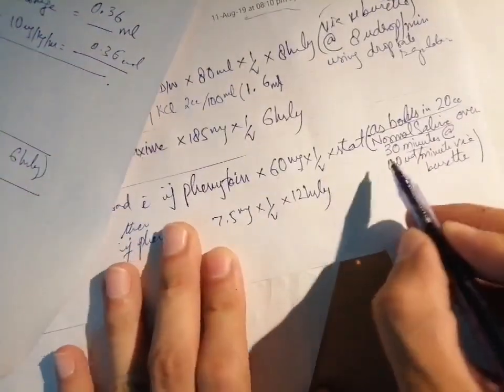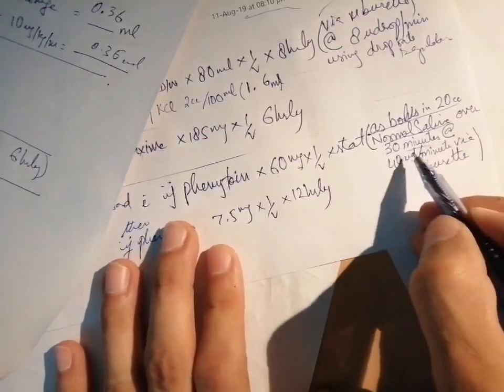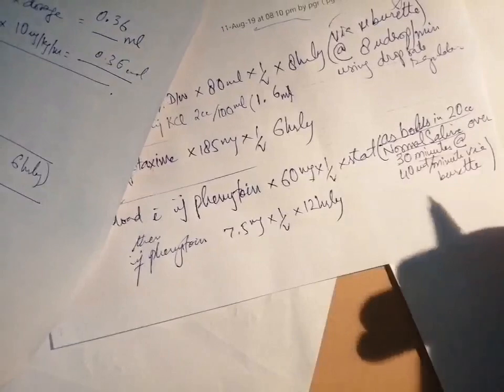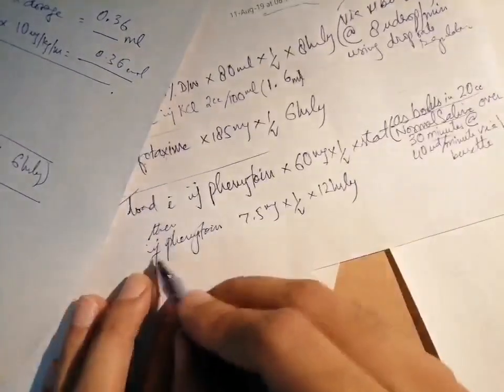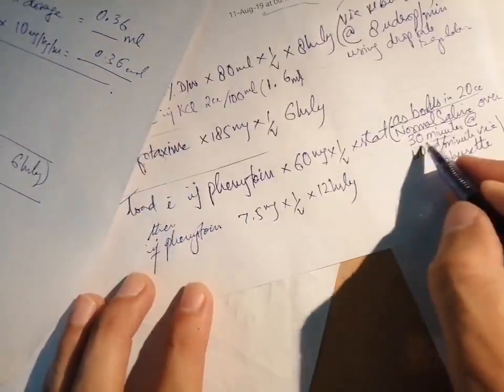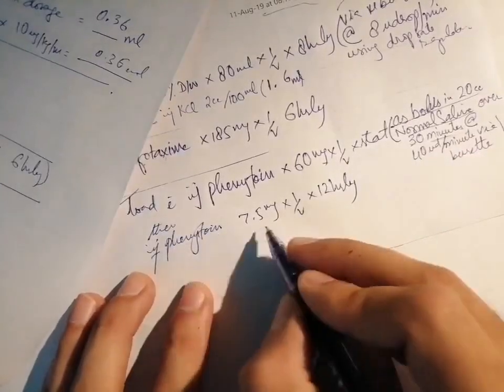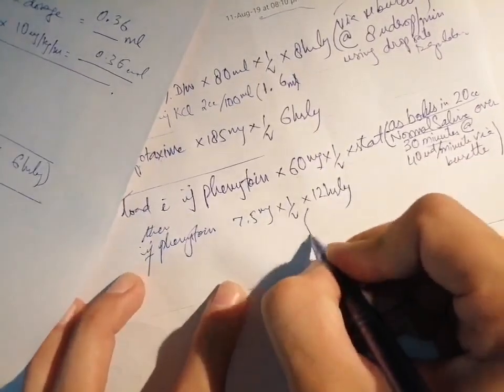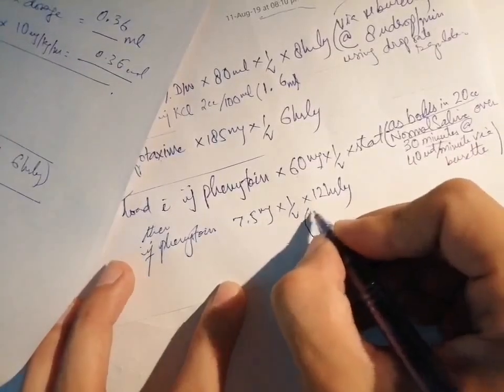You must mention here that it is in bolus of 20 saline over 30 minutes, or over 20 minutes. You may give over 20 minutes also, at least 20 minutes. Then injection phenytoin 7.5 milligram IV 12 hourly. The comments here should be the same ones.